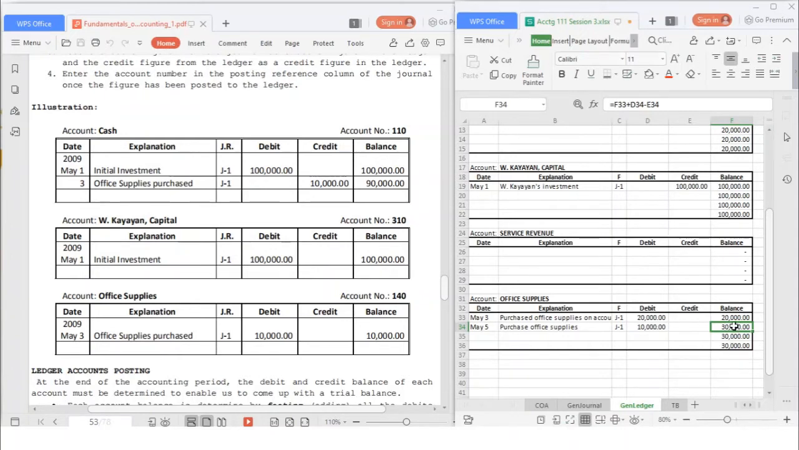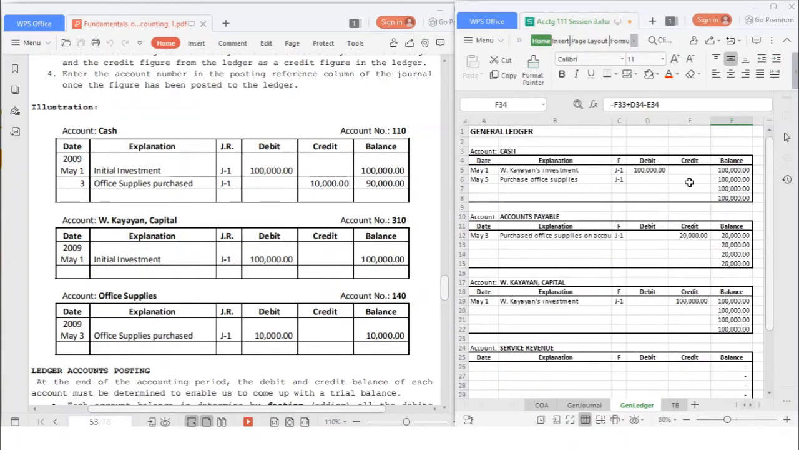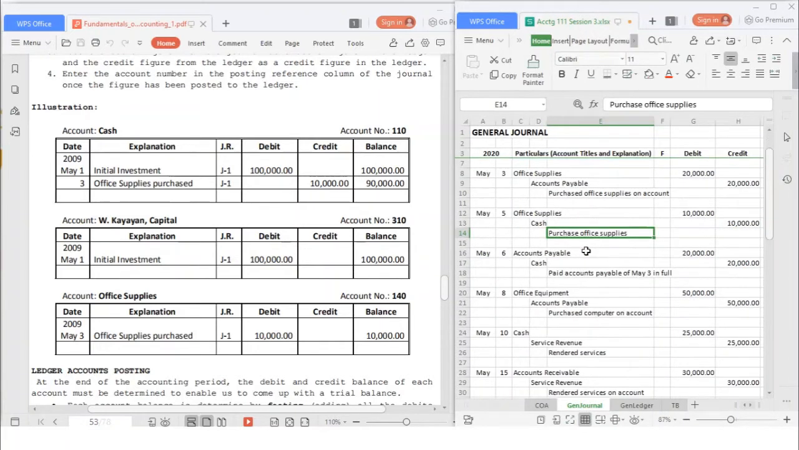So, it is 130. Now, in cash, our cash is credited. As you can see, our cash was 100. And then this is a credit, so that is a deduction to your cash. So the balance is 90. And so on and so forth.